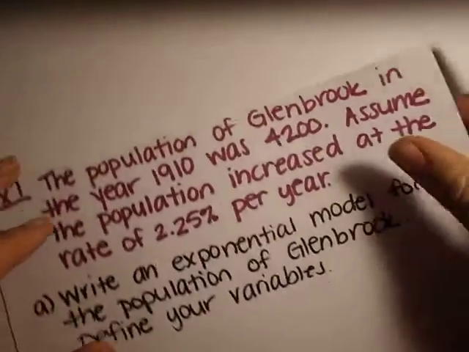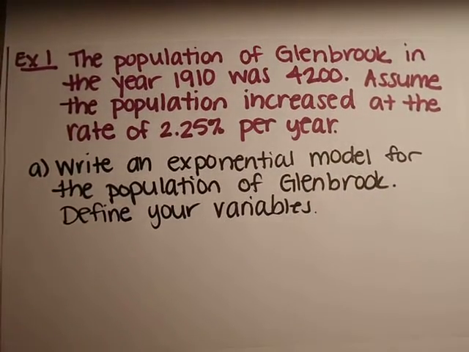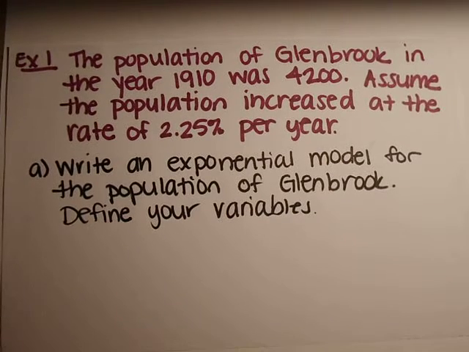Our first example will be dealing with population. Given the population of Glenbrook in the year 1910 was 4,200, assume the population increased at a rate of 2.25% per year. Write an exponential model for the population of Glenbrook.